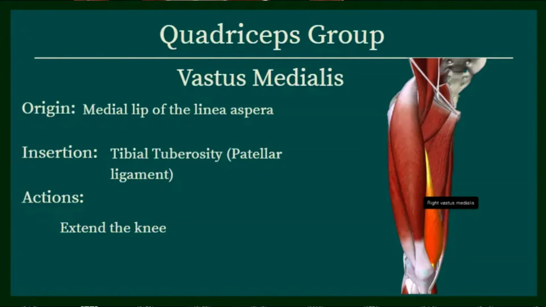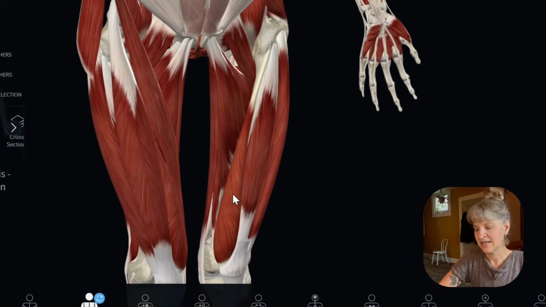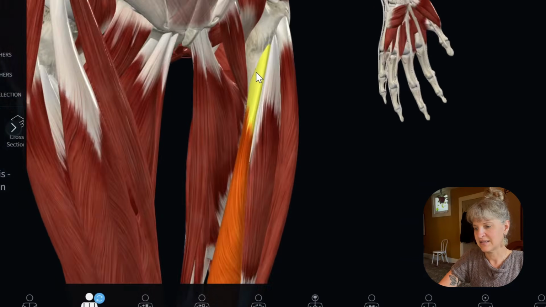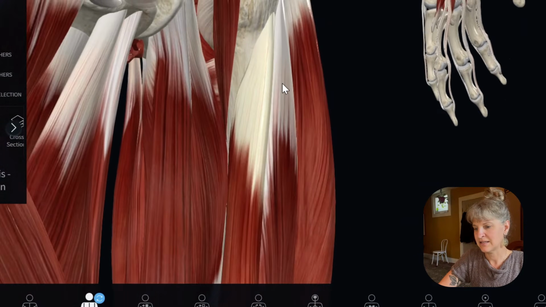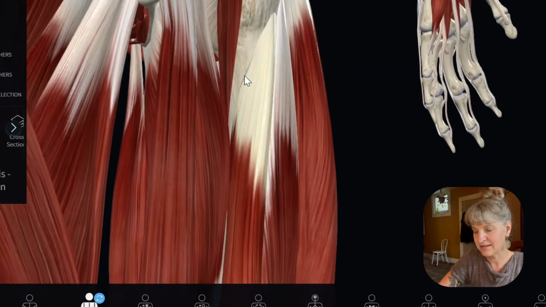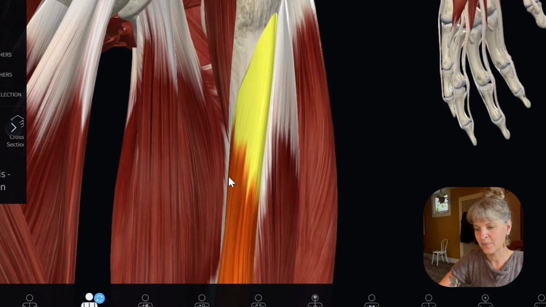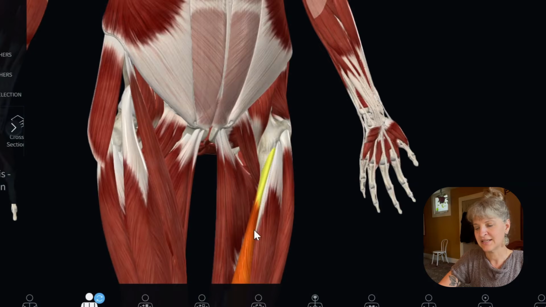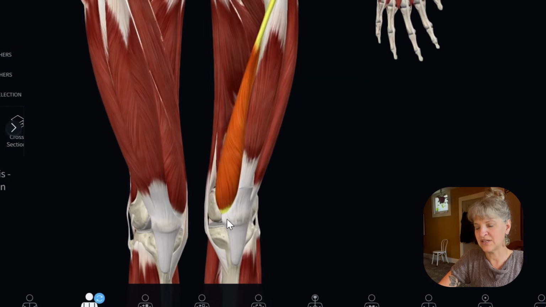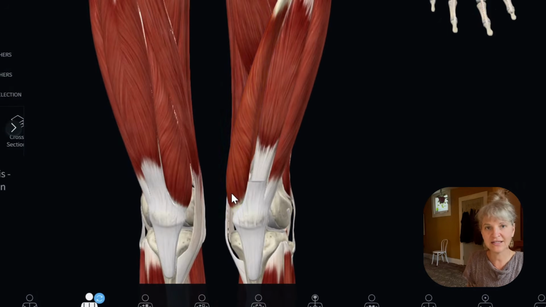Vastus medialis is going to be all the way on the medial side of the knee, just superior to the knee. Its origin is going to be on the inside of the femur here, on the linea aspera. And its insertion is down here at the patellar ligament, attaching to the tibial tuberosity, extending the knee. Once again, all the vastus muscles help to extend the knee.